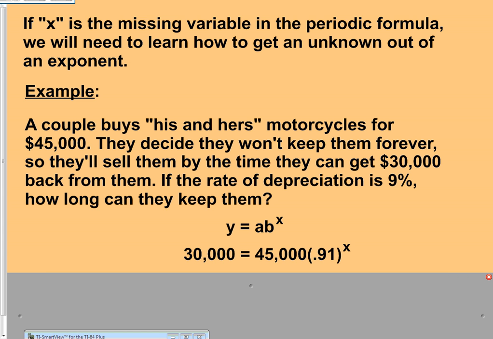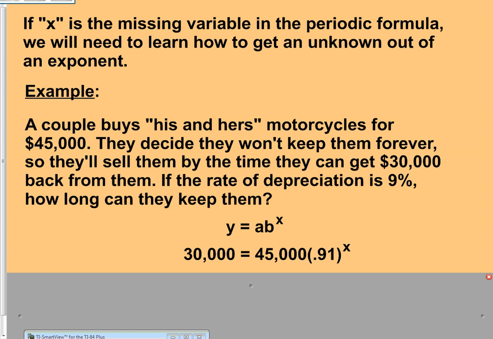I had my values backwards. The current value of the motorcycles is $45,000. The future anticipated value, when they plan to sell them off, is $30,000. Now, with a depreciation rate of 9%, that means the expected return would be 91%. The motorcycle would retain 91% of its value.